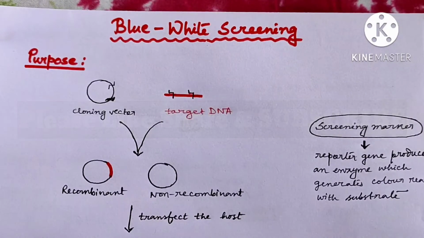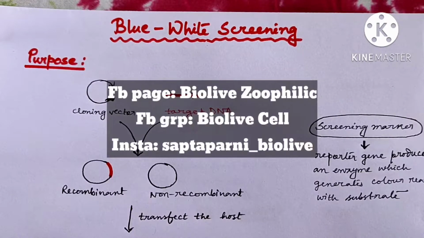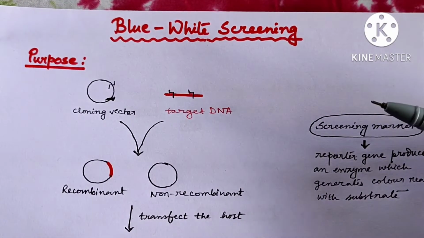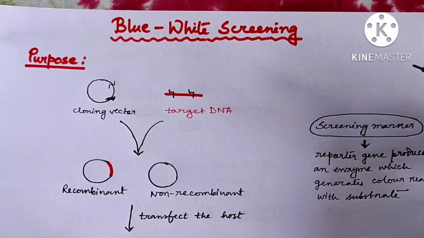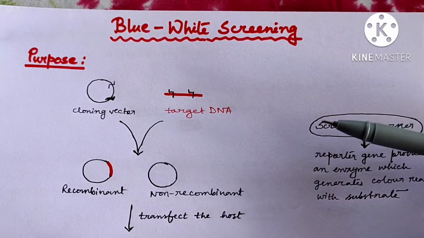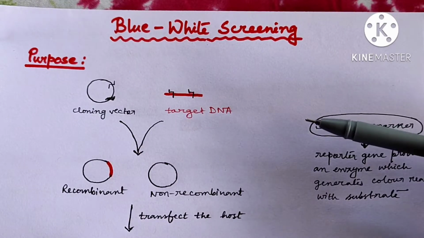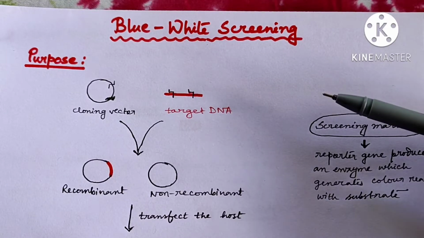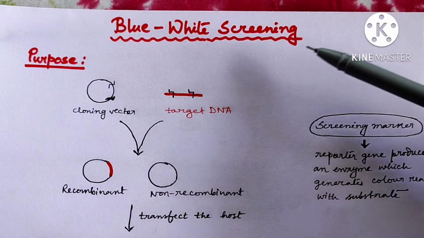So today we are going to discuss a very important topic of recombinant DNA technology, blue-white screening. First of all, what is the purpose of doing blue-white screening? In recombinant DNA technology, we try to understand if our host cell is getting transformed with the recombinant DNA containing cloning vector or not. For that purpose we need to do the blue-white screening.